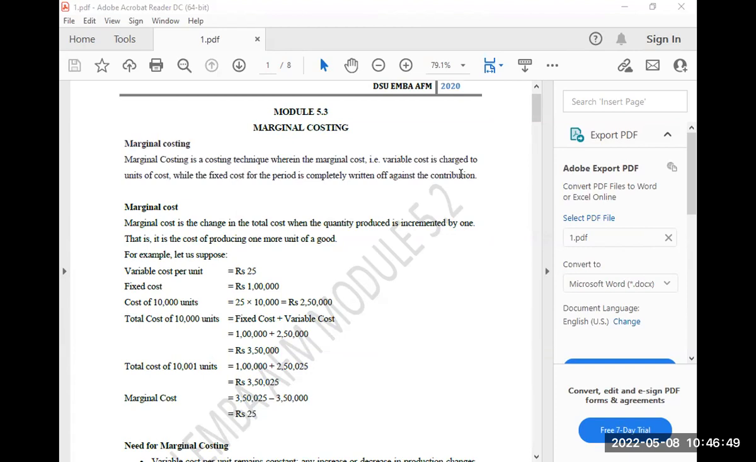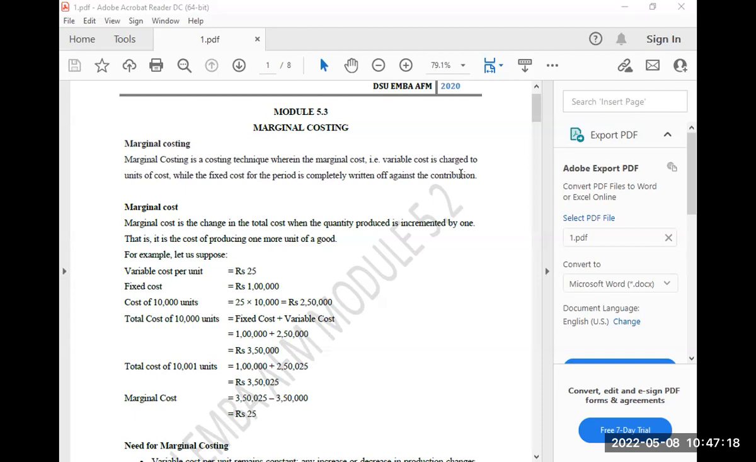It is nothing but the change in the output. Change in the output will result in the change in the cost of such product, such element of cost. That is called variable cost. I'll tell you again, please understand. Variable cost is a cost which changes, which varies according to the volume of production.